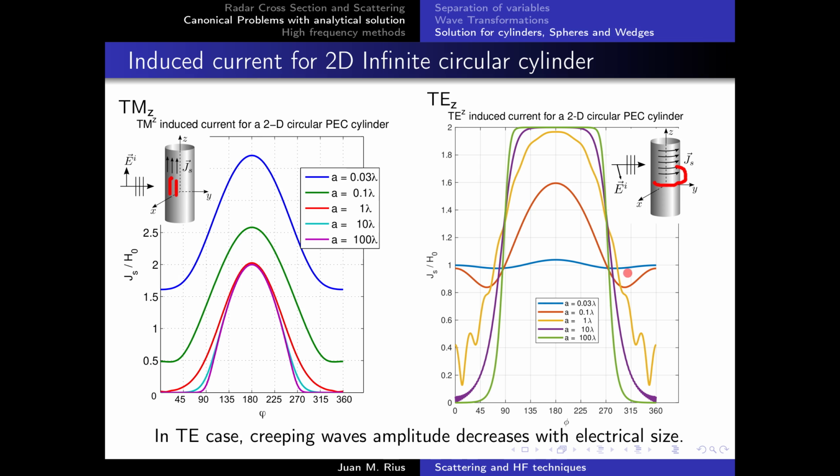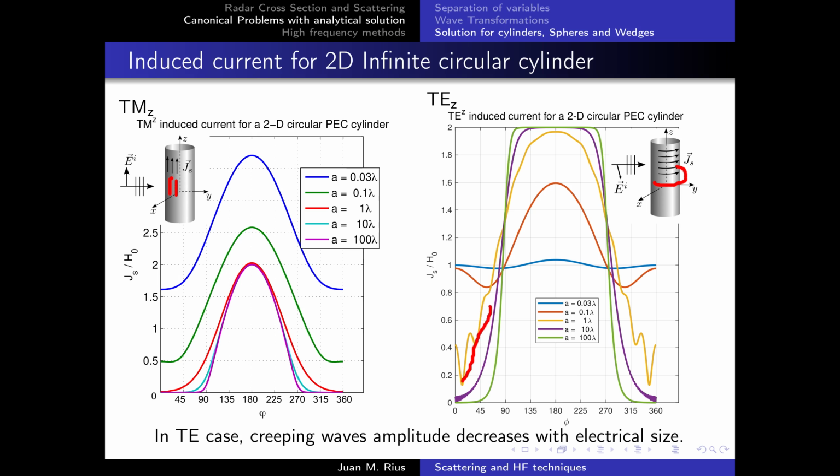Remember what I said before, that in the TM case there are no currents here. The current is approximately 0 in the shadow region, so it cannot radiate in the shadow region, and we have a true shadow field approximately equal to 0 behind the cylinder. However, in the TE case, we have these creeping waves. Here, for radius equal to 1 lambda, they are quite large. For radius equal to 2 lambda they would be maybe not as large, but close.